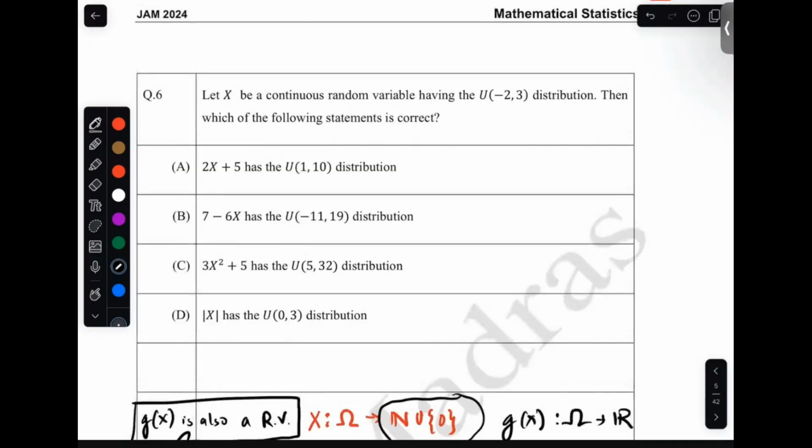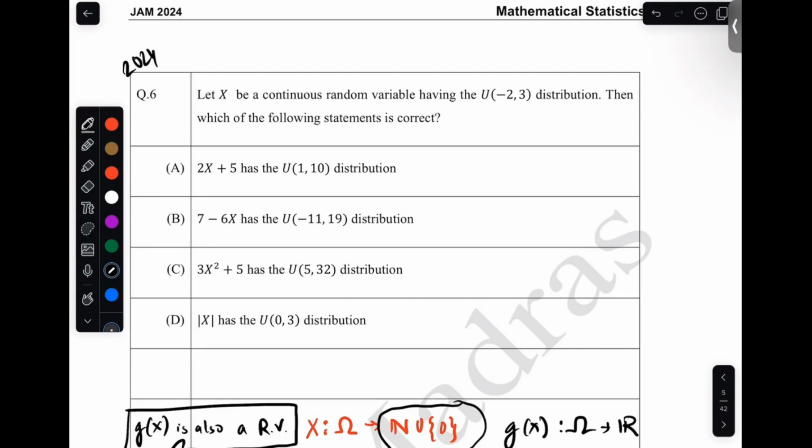This is another interesting problem. Problem number 6 from 2024. X is the continuous random variable having the uniform minus 2 comma 3 distribution. Then which of the following statements is correct?